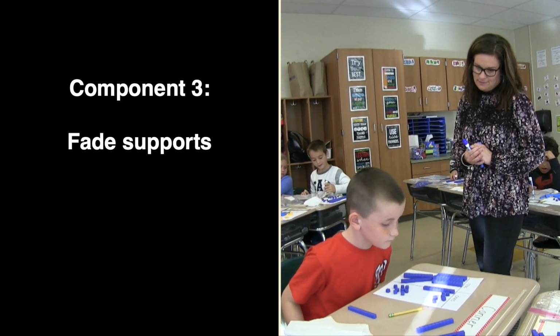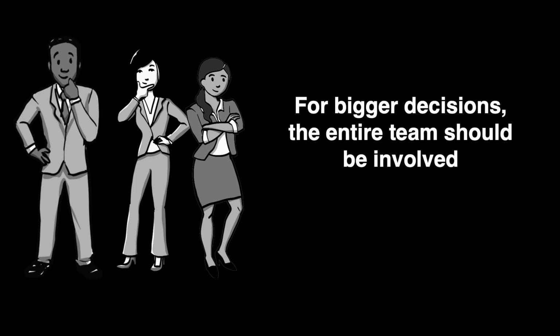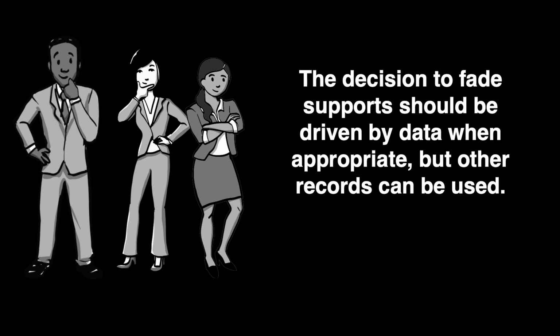Component 3, Fade Supports. Individual teachers should use students' performance data to make decisions about the effectiveness of all instructional approaches, including the use of scaffolded supports. For bigger decisions, the entire instructional team should be involved. Therefore, the decision on when to fade a support to see if the student can perform the skill on their own should be guided by data in some instances, but also teacher observations and records.